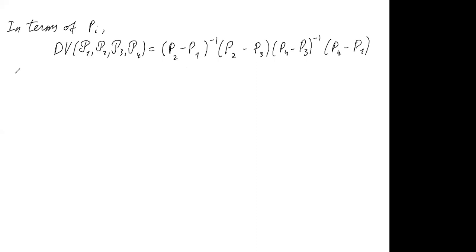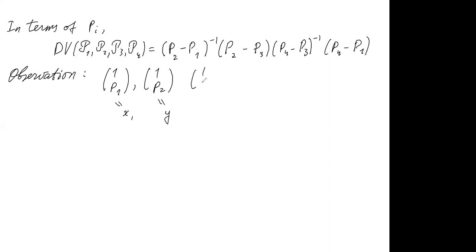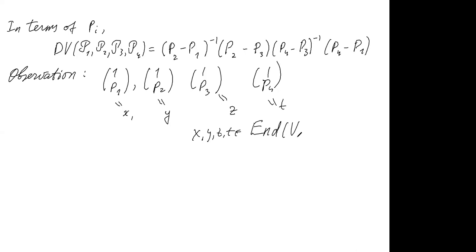Now it goes as a very simple observation that if you take the elements (1, P1), (1, P2), say X, Y, (1, P3), and this be Z, and (1, P4), that would be T, they all belong to the Cartesian square of the algebra of endomorphisms of V1.